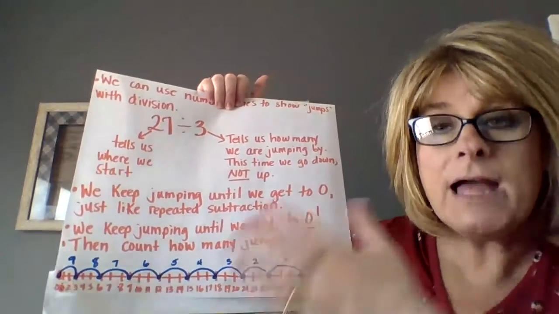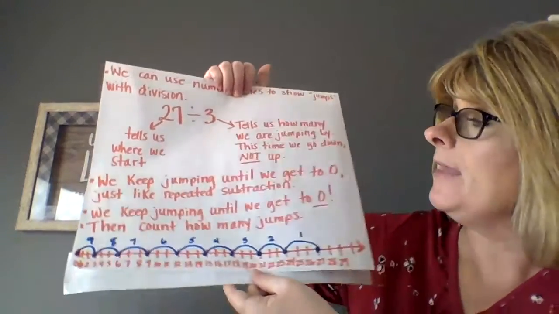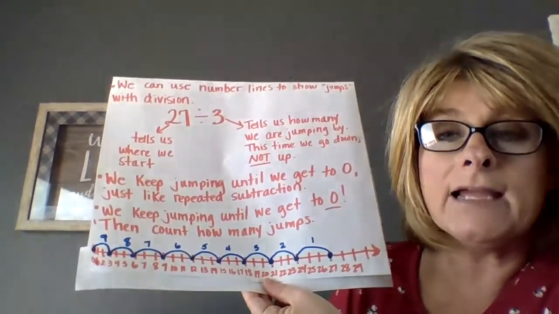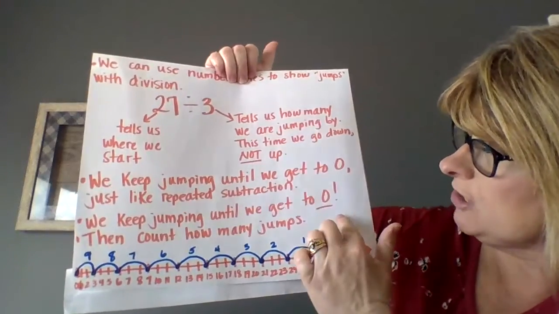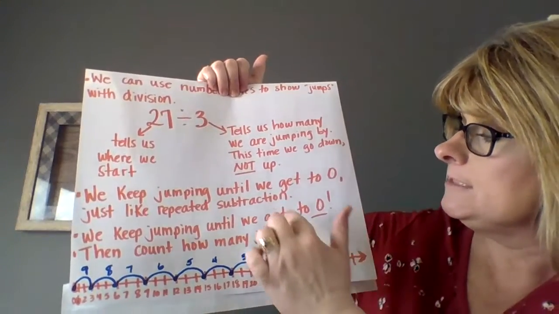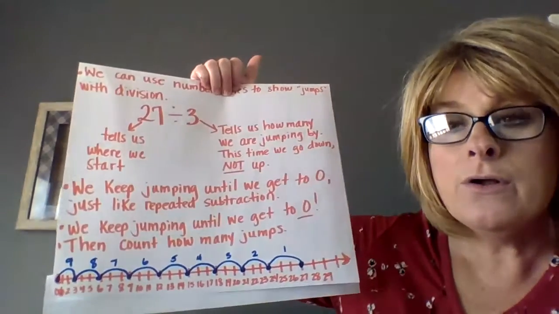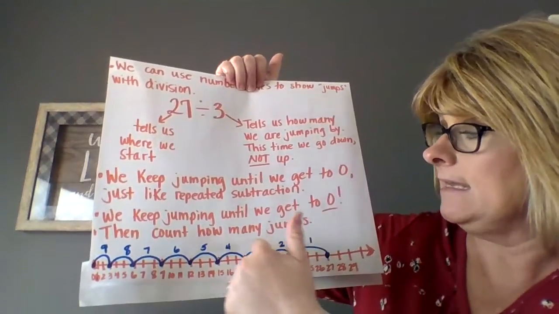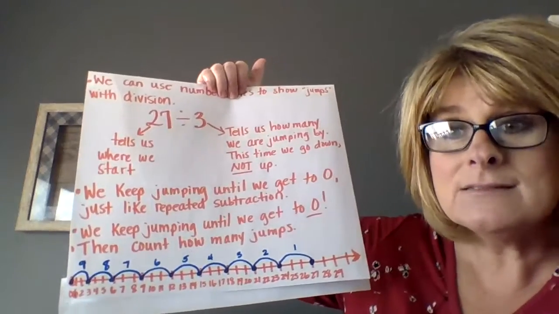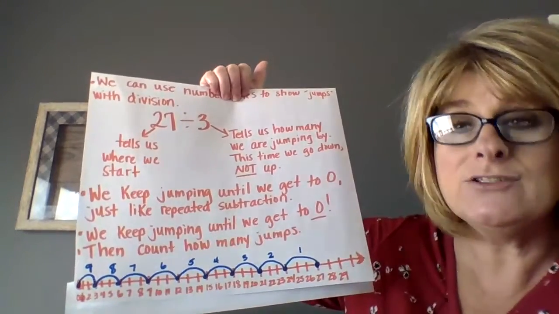I hope that helps you, and that you can see how that's a lot like repeated subtraction. If we start with 27 and we keep subtracting 3 until we get to 0, we'll see that we subtracted it 9 times, just like we had 9 jumps.